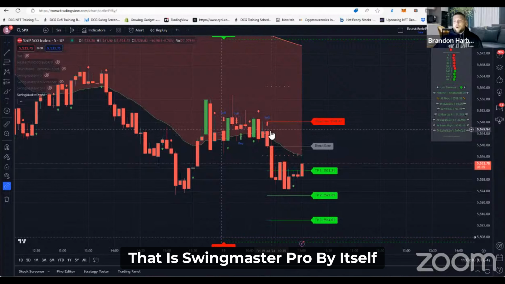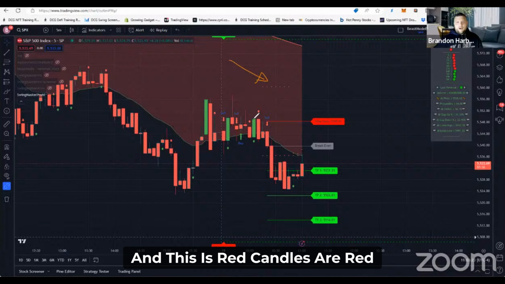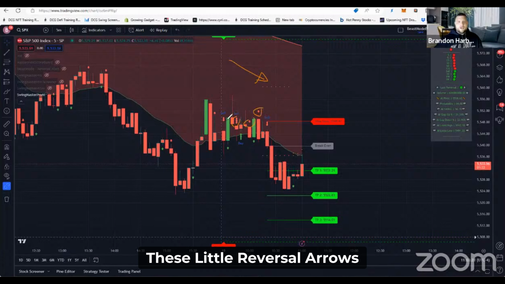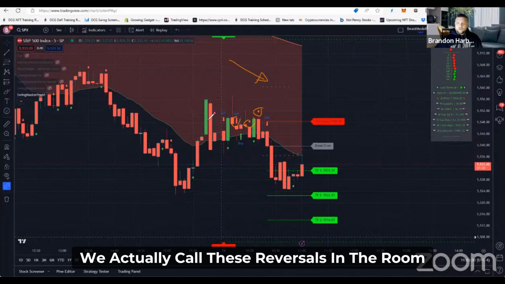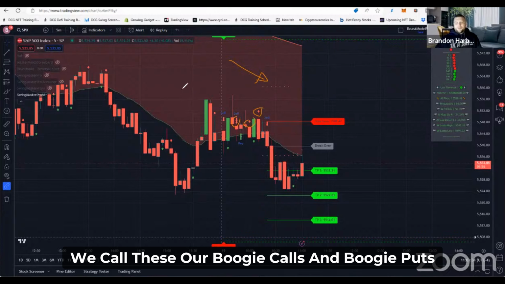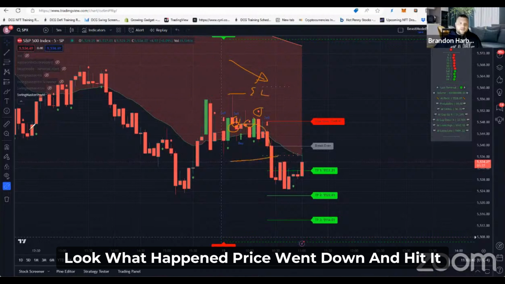Another thing that we trade is if our candles are red, and this is red. You see these little reversal arrows, right? We actually call these reversals in the room. We make a joke. We name everything. We call these our boogie calls and boogie puts. Our first trade, we called a boogie put right here. Your stop loss would be right there, and you'd want to hold it to about right there. Look what happened. Price went down and hit it.